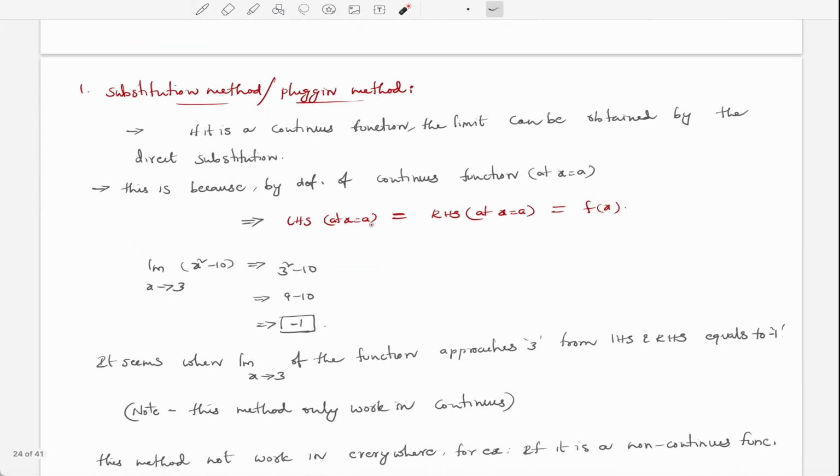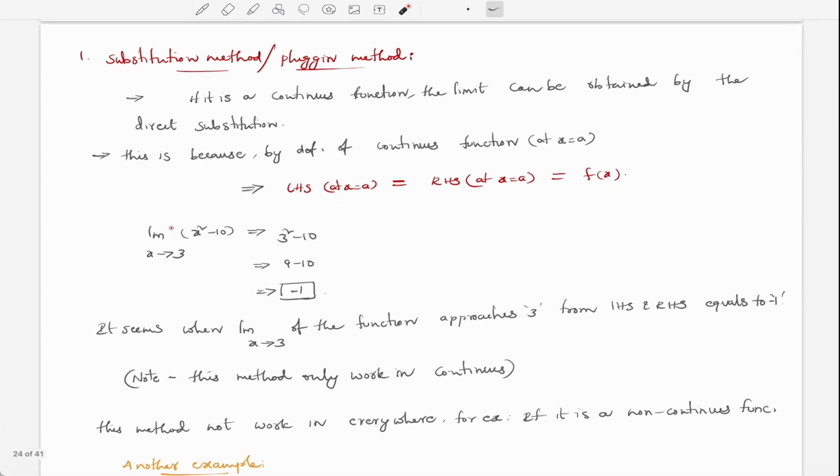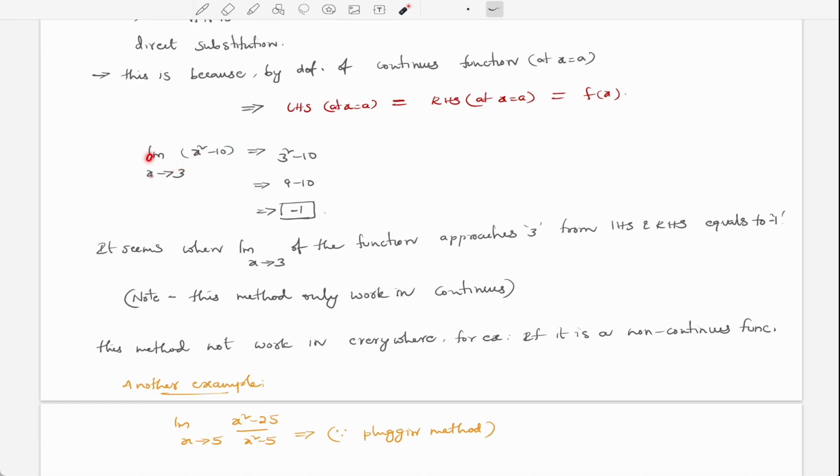We have the LHS: if the value at a point a, where x equals a, from the LHS is equal to the RHS at that point, then we can say it is equal to f of x, which is our main function. To explain clearly, we have the limit as x approaches 3 of x squared minus 10. We simply plug in our value, substituting 3 for x and squaring it, and we finally get our answer. The limit as x approaches 3 from the LHS and the RHS is equal to minus 1.